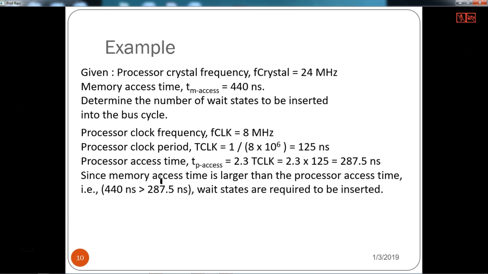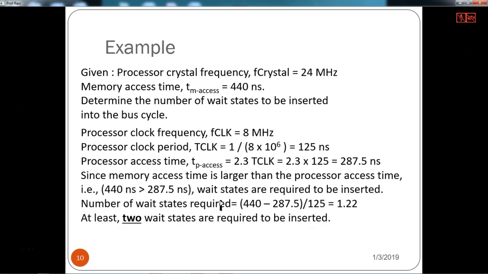So the memory access time is larger than the processor access time. The memory access time is 440 nanoseconds, but the processor can fetch the data within 287.5 nanoseconds. Then wait states need to be inserted. The wait states would be 440 minus 287.5, divided by 125, which is 1.22, meaning roughly 2 wait states are required. This is very, very important.